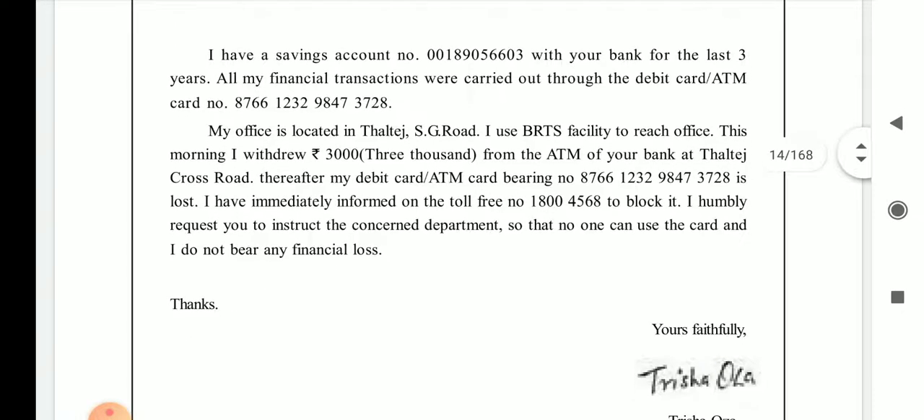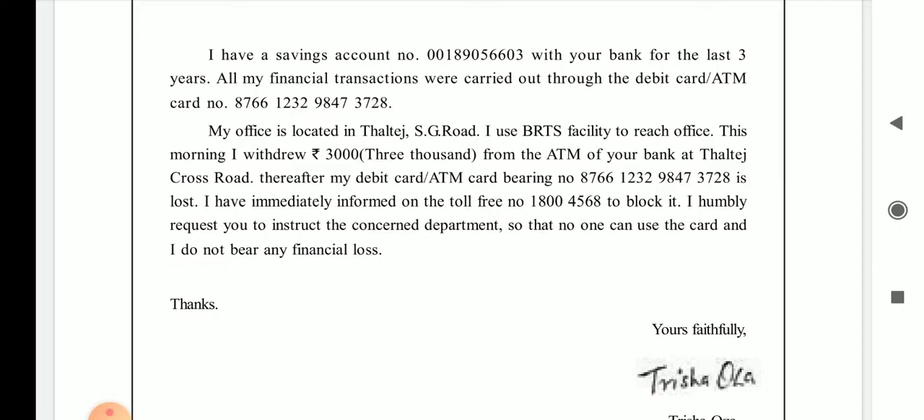My office is located in Thaltej SG Road. Here she presents the whole incident which happened with her. That means she told that her office is located in Thaltej SG Road. I use BRTS facility to reach office.